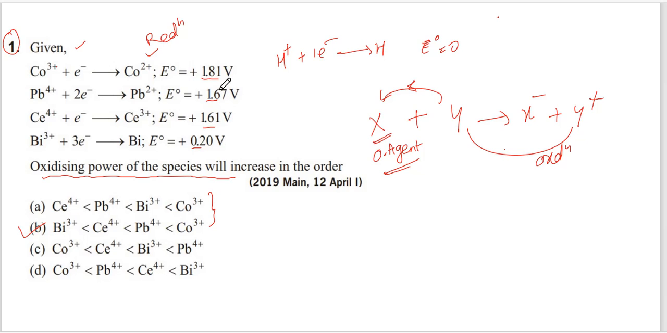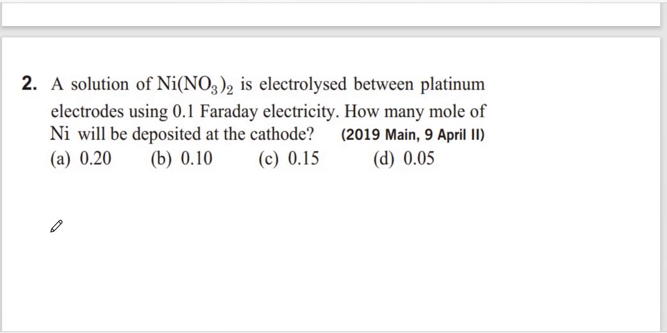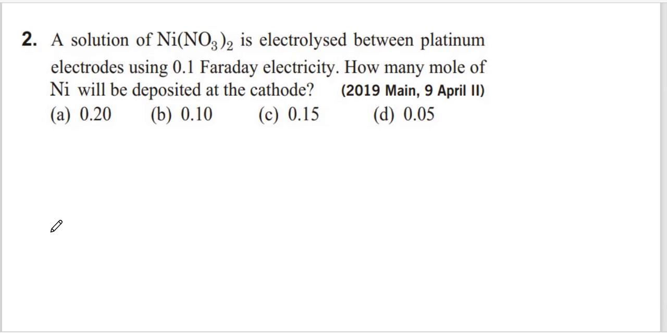Understood the concept? Electron taking tendency, if strongly, more effectively taking electron means that is a stronger oxidizing agent. So cobalt 3 plus is the stronger oxidizing agent, bismuth 3 plus is the least oxidizing agent. So your answer will be B. Understood? Concept is important here. If you understand the concept, you can solve so many questions based on this concept asked every year.